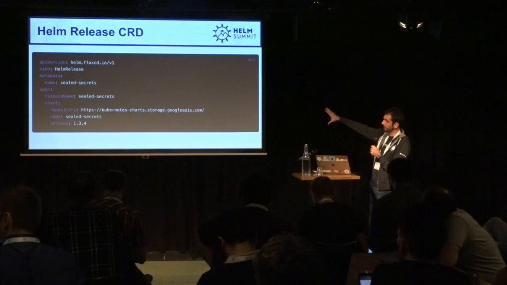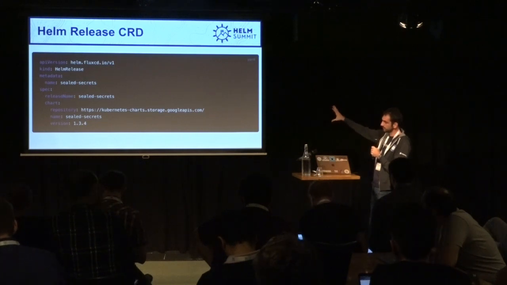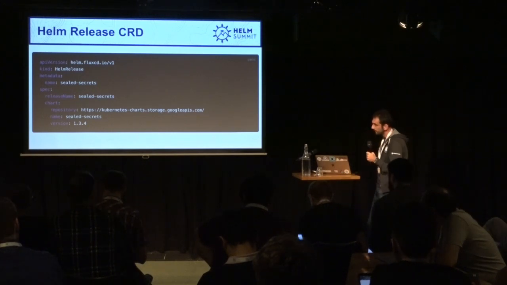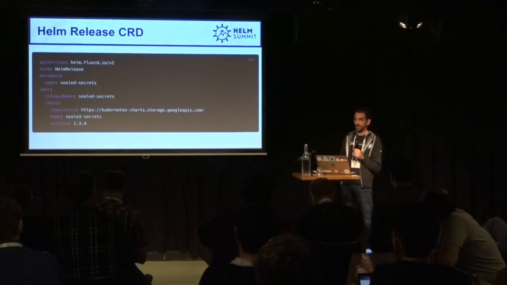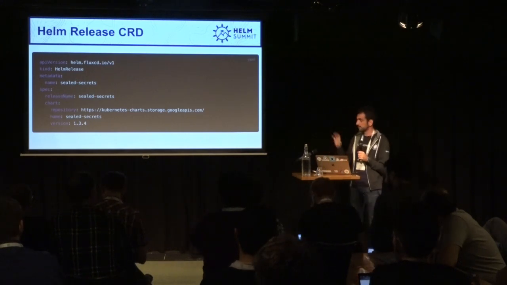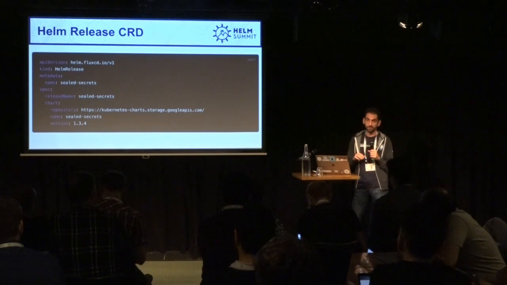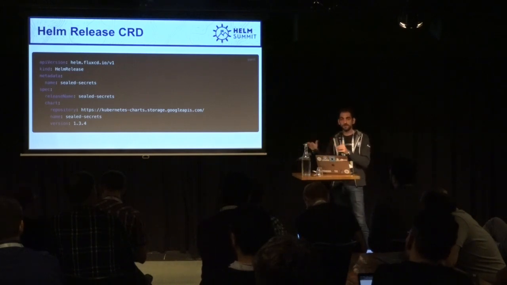If you apply this on your cluster, it will install Sealed Secrets in the default namespace, because we didn't specify any namespace here, on that version with the values.yaml from the chart, right? So this is the equivalent of helm install sealed-secrets.